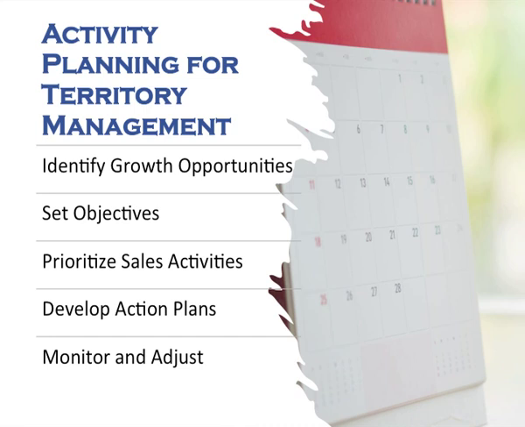Moving on to the next topic of territory execution and sales strategies is sales activity planning. To effectively execute territory management, it is crucial to develop an action plan for territory penetration and growth. For that, you need to start by identifying growth opportunities within each territory. Analyze market trends, customer needs, and competitive landscape to identify areas where you can expand your customer base and increase sales. This could involve targeting new market segments, exploring untapped geographical areas, or introducing new products or services.